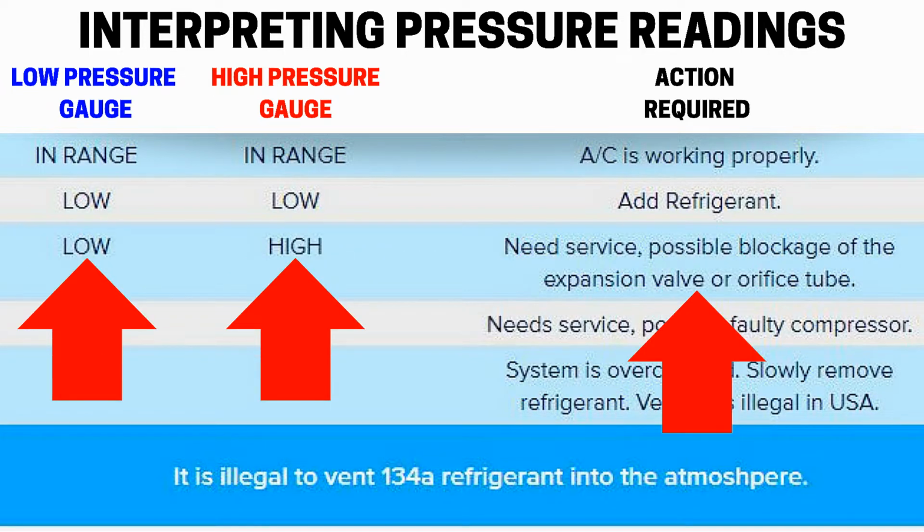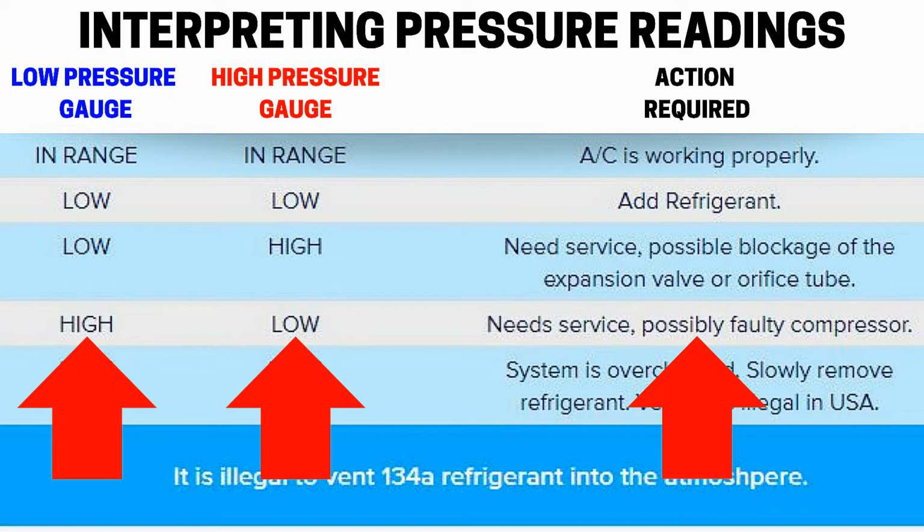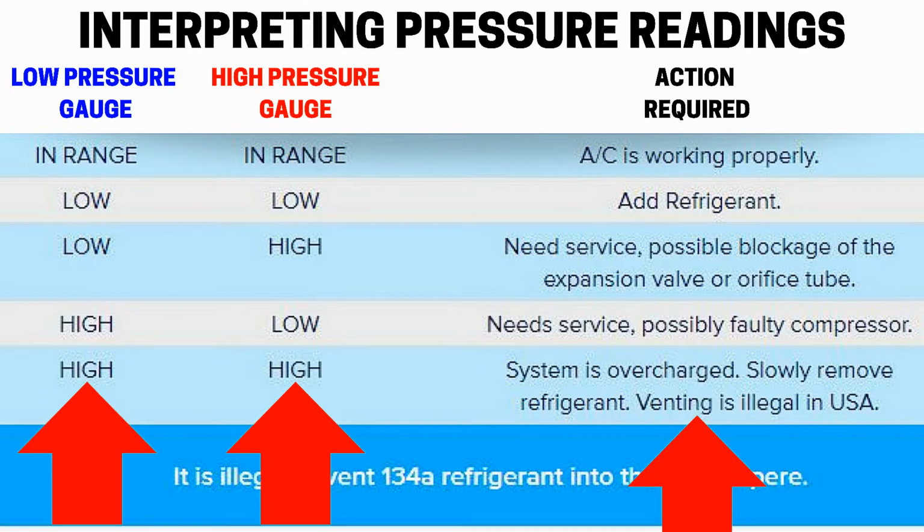If the low pressure gauge is low and the high pressure gauge is high, there could be possible blockage of the expansion valve or orifice tube. If the low pressure gauge is high and the high pressure gauge is low, it could possibly be a faulty compressor. If the low and high pressure gauges are high, the system is overcharged, requiring slow removal of the refrigerant.